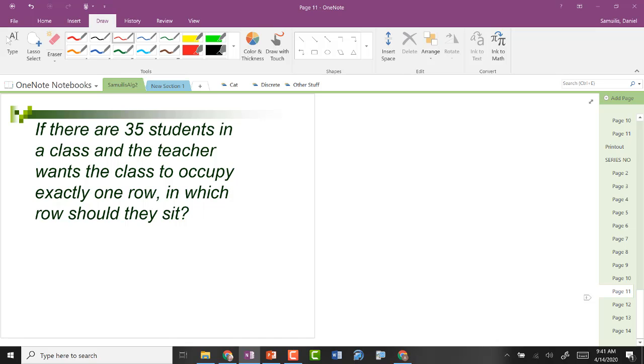So, again, what type of sequence, first of all, is that? Starting with 25, then 26, so it is going up by 1. So it is arithmetic, so it has a common difference. All right, and we know that there are 35 students. So that's what we're looking for. We're wanting the row that has 35 in it. That is your A sub n.